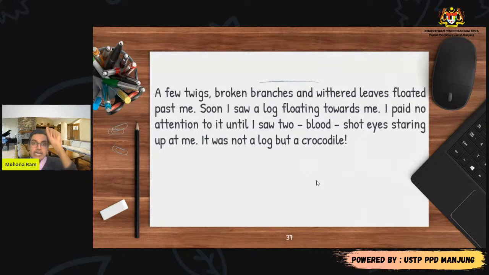Okay, so I put an exclamation mark to stress the emergency here. It was not a log, but a crocodile! That's how it's supposed to sound like. Right? So now, you see how the idea has been developed.